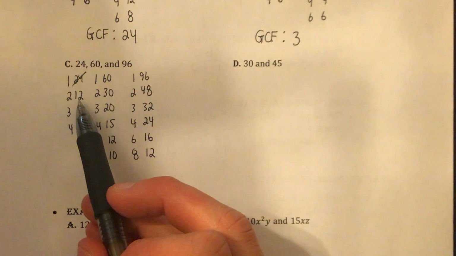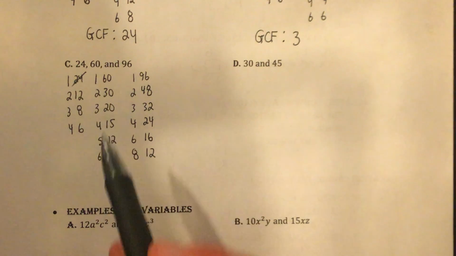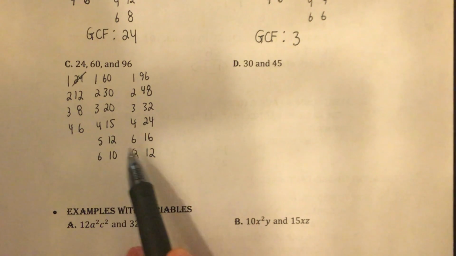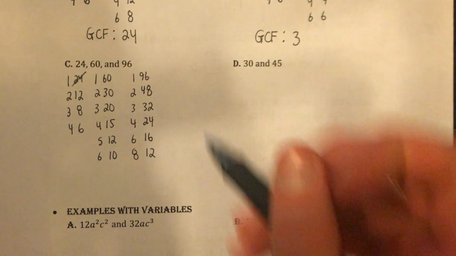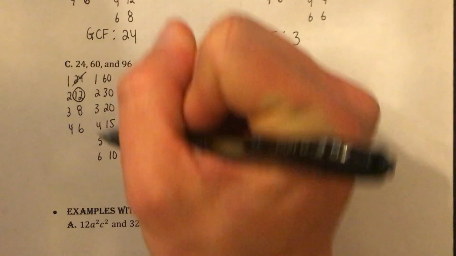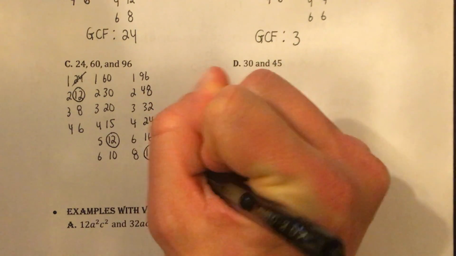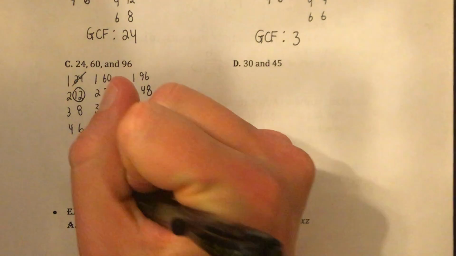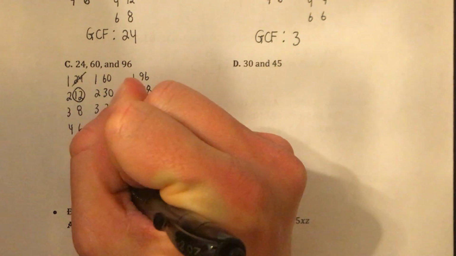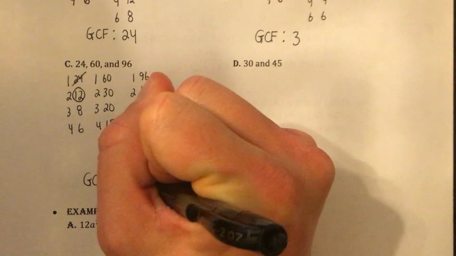So now we need to check 12. 12 is in this list. It is in this list. And it is in this list. So it is in all three lists. It's my next biggest number. And so that is my greatest common factor. So GCF is 12.